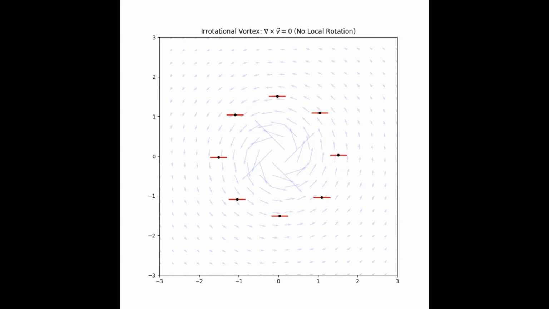Together, these simulations provide a holistic view of how divergence and curl define the essential properties of a flow field: expansion, mass conservation, and rotation.